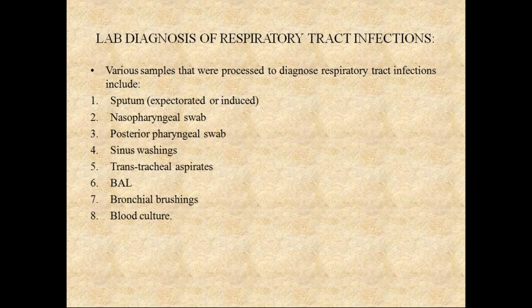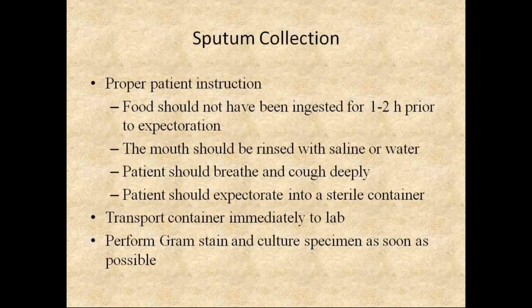Next, laboratory diagnosis of respiratory tract infection. First one is specimen collection. What are the different types of specimens which you collect? Sputum, nasopharyngeal swab, posterior pharyngeal swab, sinus washings, tracheal aspirate, bronchoalveolar lavage, bronchial washings, those also can be collected. Okay.